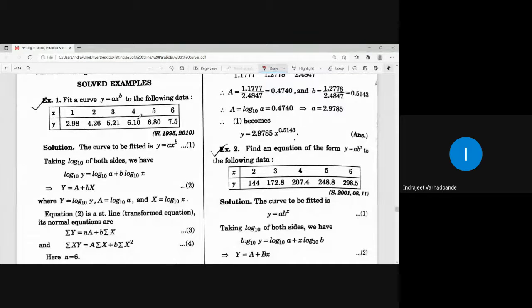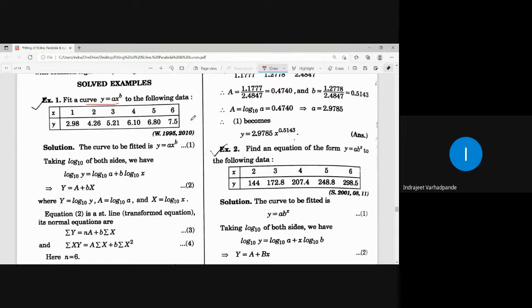The first example is related to the exponential curve, or the power curve, or the geometric curve. The very first curve, if you observe, is called the power curve or the geometric curve, which is y is equal to a into x to the power b, fitted to the following data. So what is the data provided to us? Values of x are 1, 2, 3, 4, 5, 6. Values of y are 2.98, 4.26 and lastly 7.5.